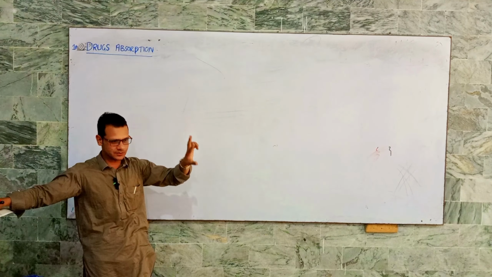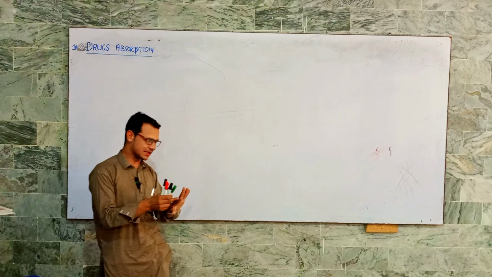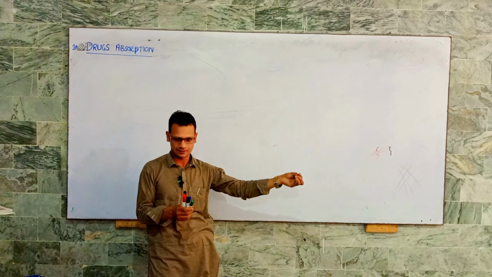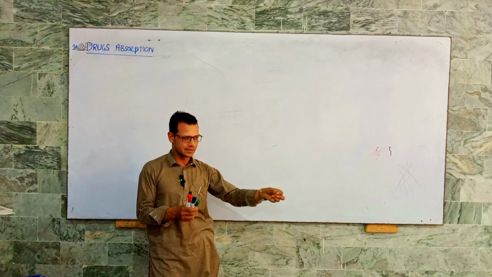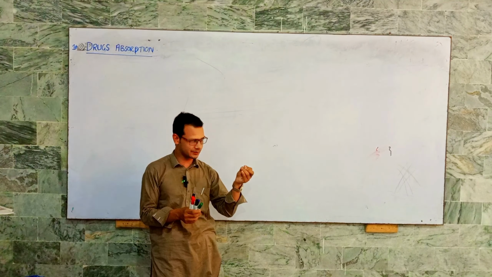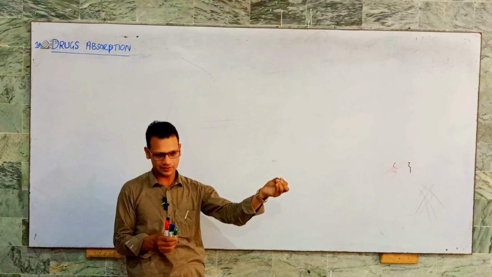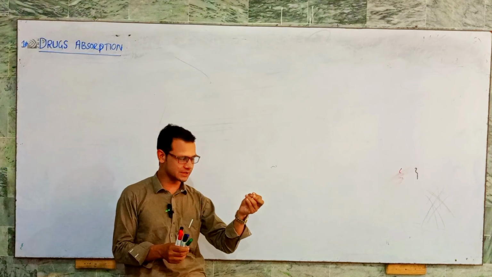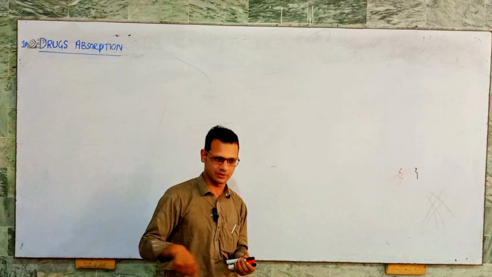First is absorption of drug. This is the movement of drug from the site of administration to blood. This is called absorption. Distribution is the movement of drugs from the blood to body target tissues. Metabolism, for metabolism also the drug is traveling in the body.